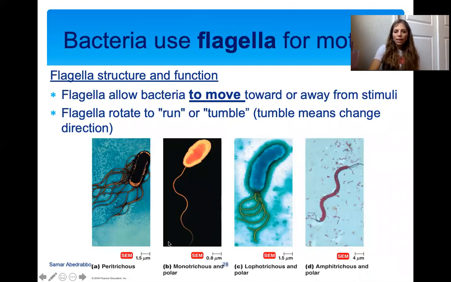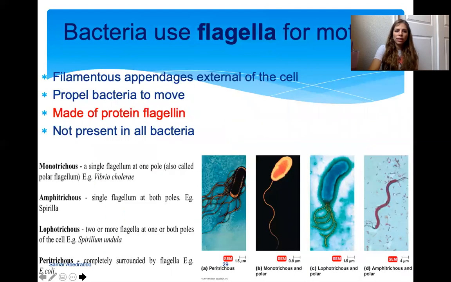So these are pictures of different bacteria. Here, if you have flagella all around the cell, we call that peritrichous. If you have it on one side, it's polar, monotrichous is one. And then lophotrichous is a lot. Polar is on one side, and then amphitrichous is on each side. But the function of flagella is motility.